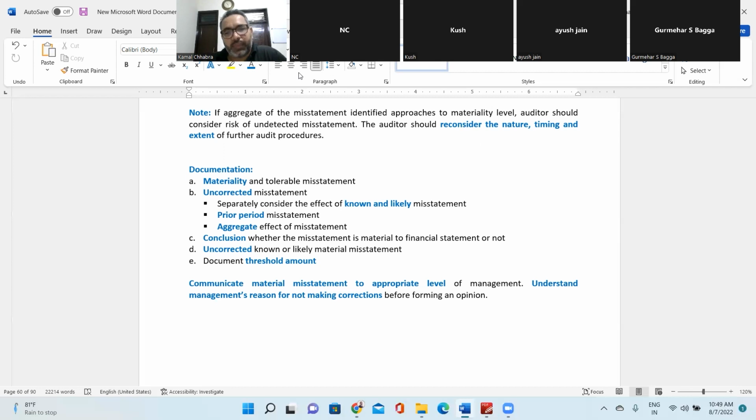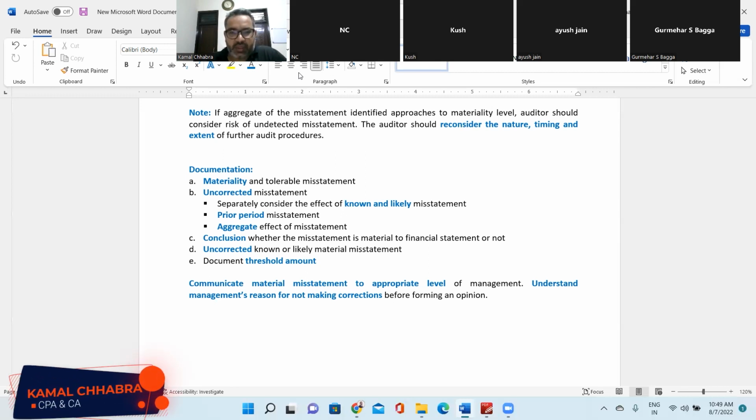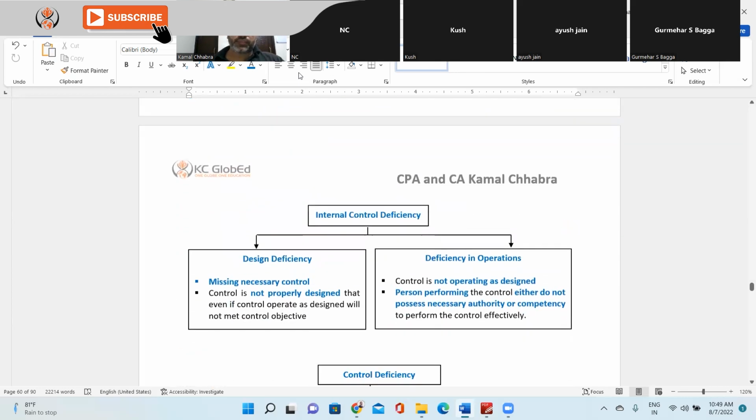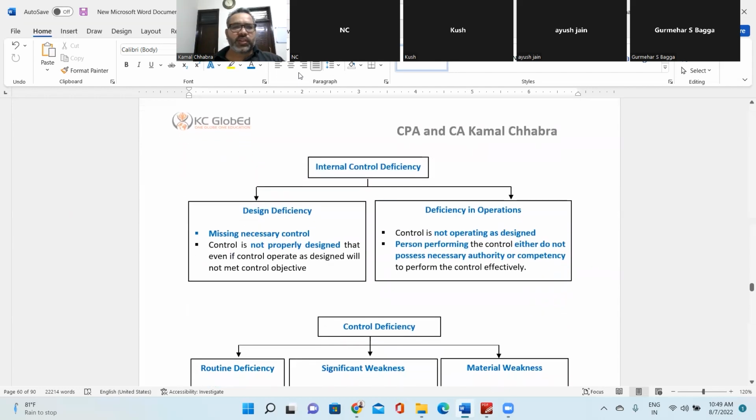For the misstatements where management does the correction, you just need to document and be done. For the misstatements which you identify and management is not comfortable making the correction, you need to understand from management the reason why they do not agree to it. Then you need to document management's rationale and your conclusion why you feel this is a misstatement despite management not agreeing to it. Right? Make sense? So this is about misstatement.